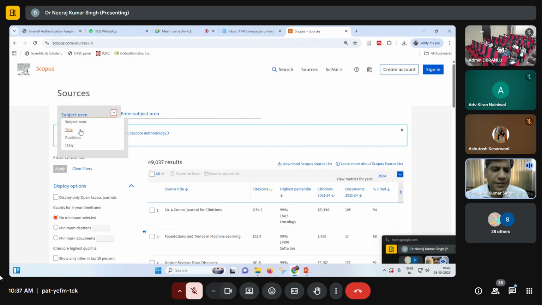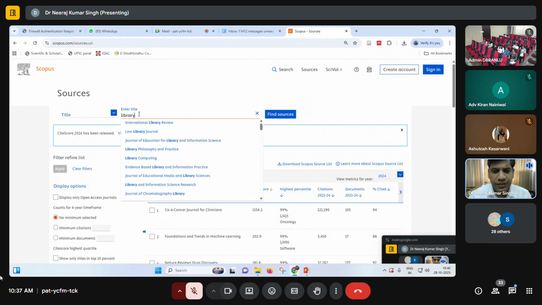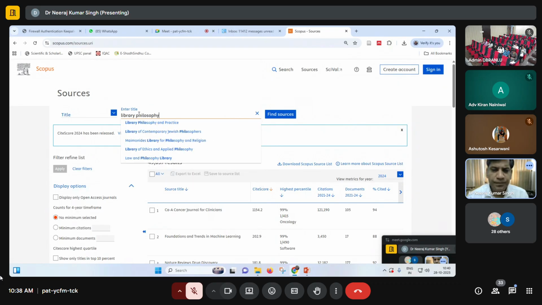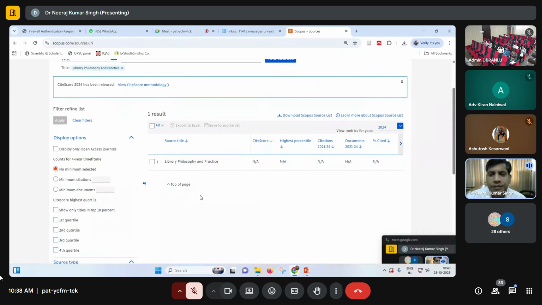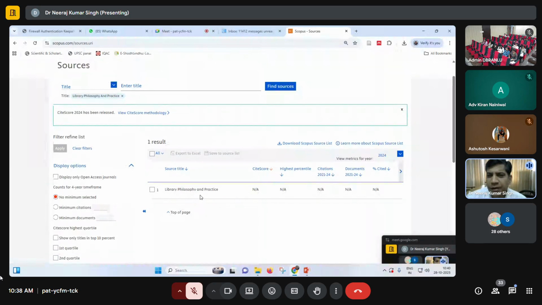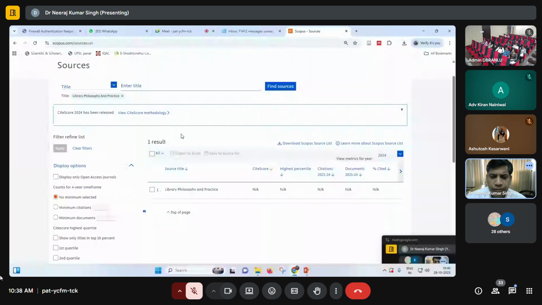Now this is one thing. The second thing is, suppose you have decided on one topic and one journal. Now enter the name of the journal. I'm just giving you a random example, searching for one journal related to library science. Now suppose this is the journal. What do you think? Is it a Scopus indexed journal or not? Just tell me.